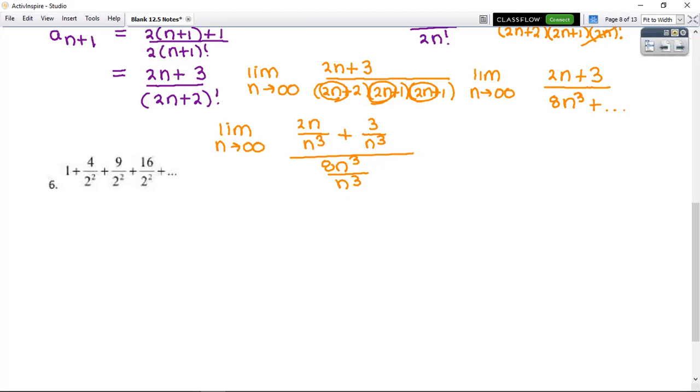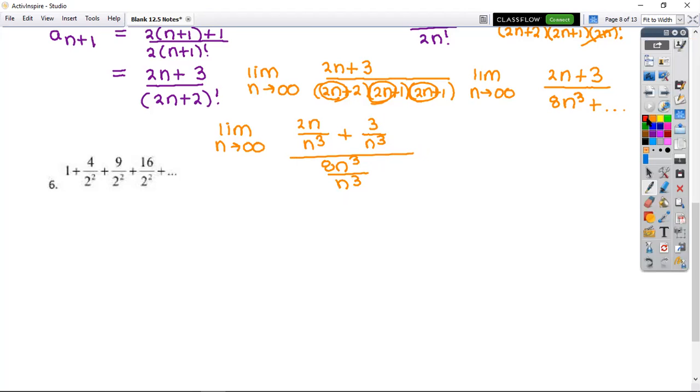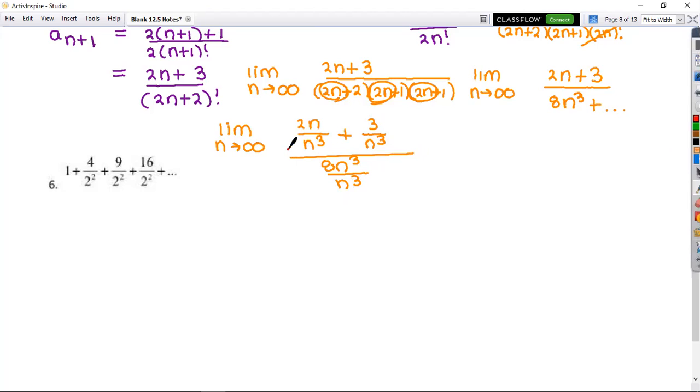All right, so last step, then you have an answer. So top value here, 2n over n cubed, that goes to 0. Next goes to 0. And the bottom is 8. But it doesn't matter because 0 divided by 8 is just plain 0. And again, r is less than 1. So this is going to be convergent.